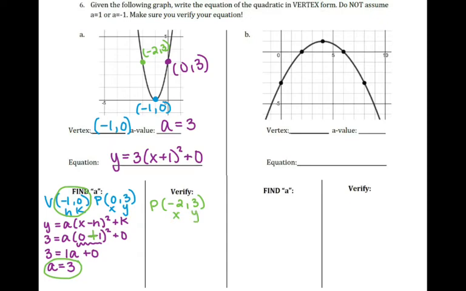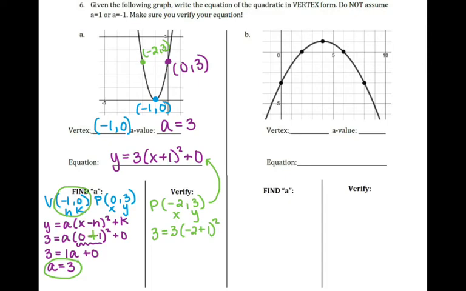Now what I'm going to do is plug this point into my equation to make sure that my equation is correct. So where I see a y, I'm going to replace it with 3. Where I see an x, I'm going to replace it with a negative 2. And I hope it works out.